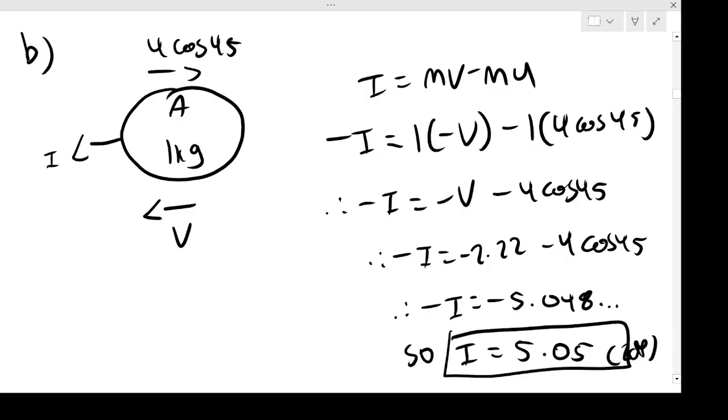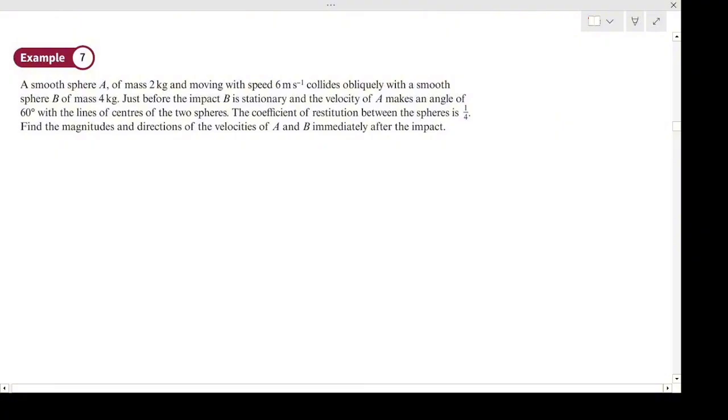So you can see that most of the problem really just transforms into a standard 1D problem, which we've seen in the last chapter, in AS. But there we are. So we've got this worded question, so no diagram. So we've got a smooth sphere A of mass 2 moving with speed 6, and it collides obliquely with a smooth sphere B of mass 4. Just before the impact, B is stationary, and the velocity of A makes an angle of 60 with the line of centres. The coefficient of restitution is 1/4, and it wants me to find the magnitude and direction of the velocities of A and B after.